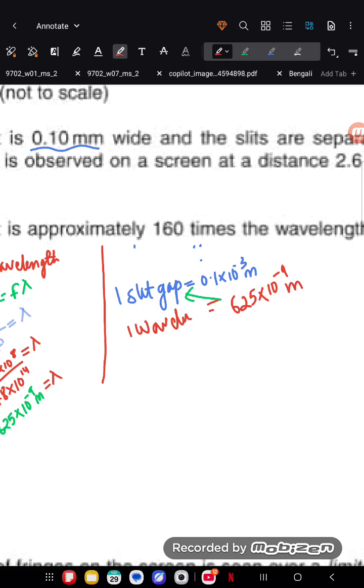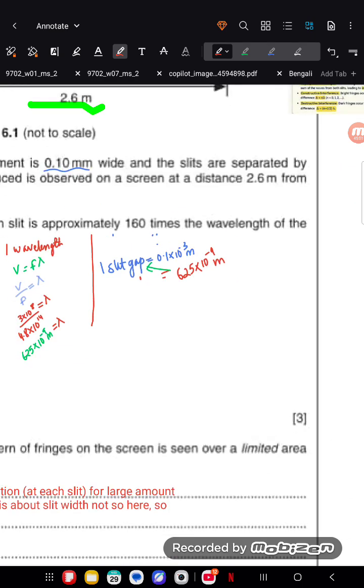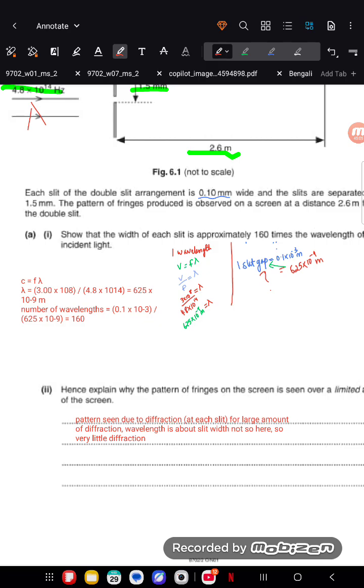So just cross multiply. One wavelength is this much, so this much distance will be how much? Just cross multiply this and you will get the answer.